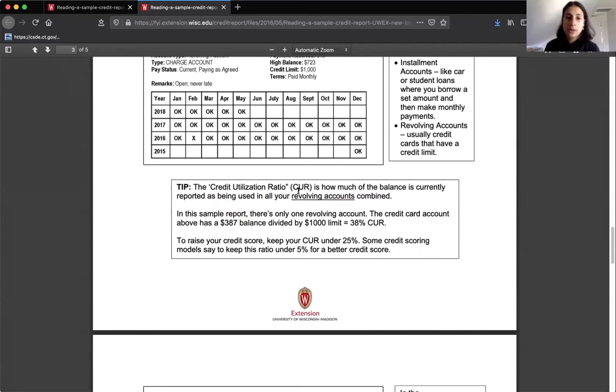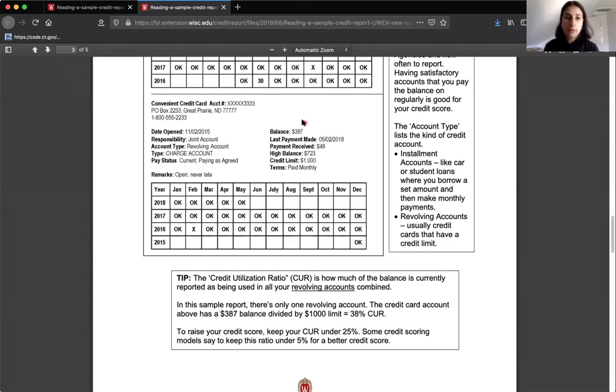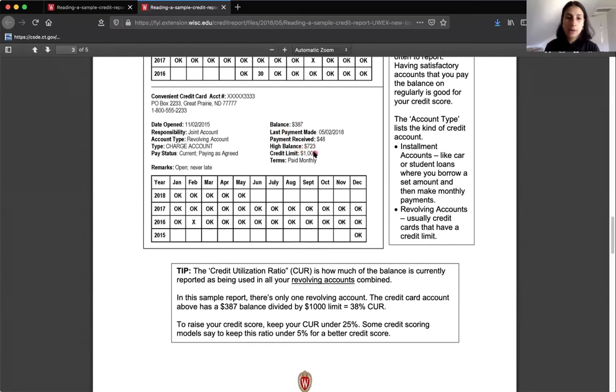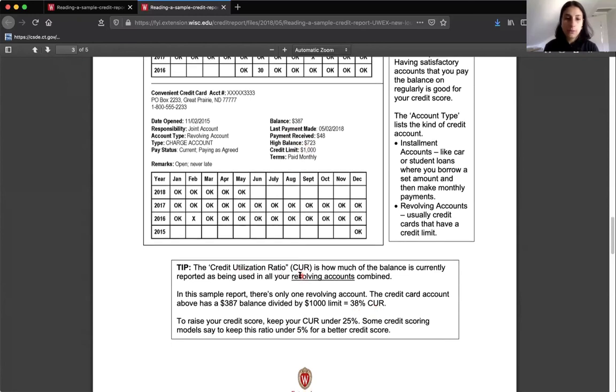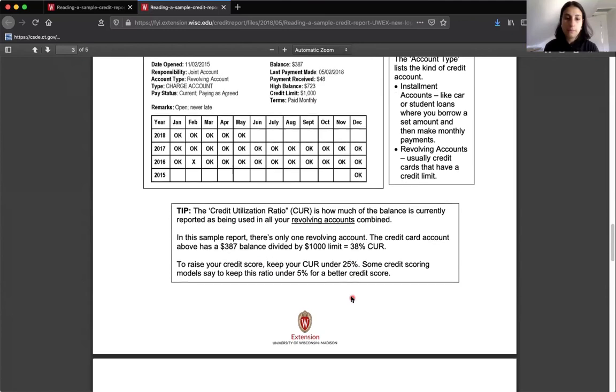Okay, the credit utilization ratio is how much of the balance is currently reported as being used in all your revolving accounts combined. So in this sample report, there's only one revolving account right here with a balance of $387. If you divide that by the $1,000 credit limit, you get a 38% CUR, or credit utilization ratio. To raise your credit score, keep your CUR under 25%. Some credit scoring models say to keep this ratio under 5% for a better credit score.